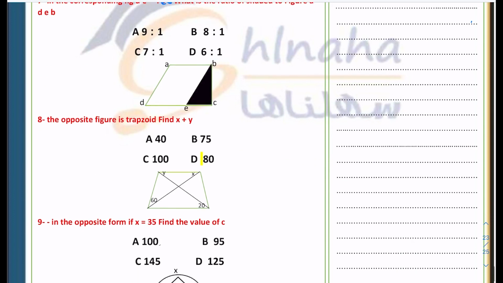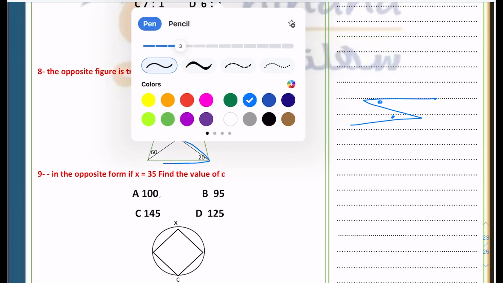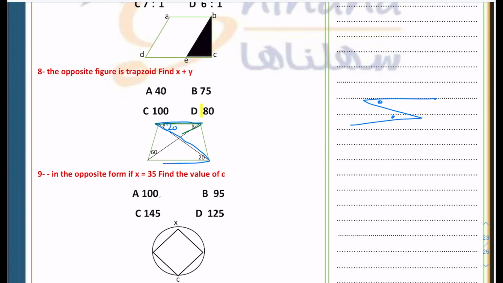Question number 8. Find x plus y. Do you remember alternate angles? This angle equals this angle. I have letter Z here. So here I have 20. By the way, I have another letter Z. So here will be 60. 60 plus 20 will be 80.